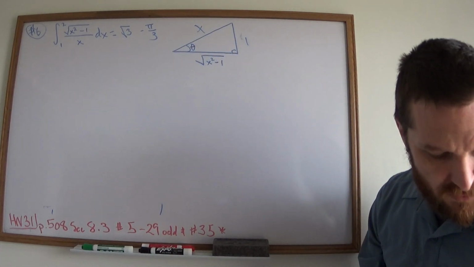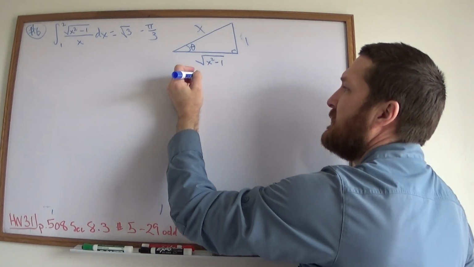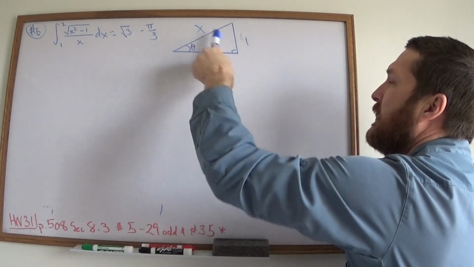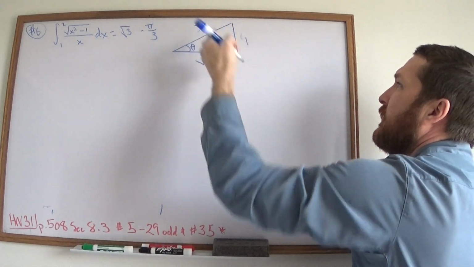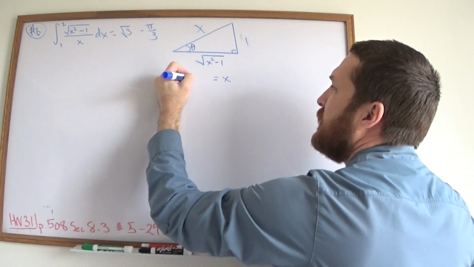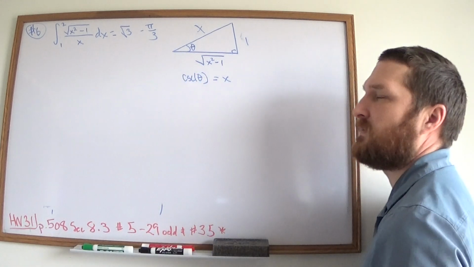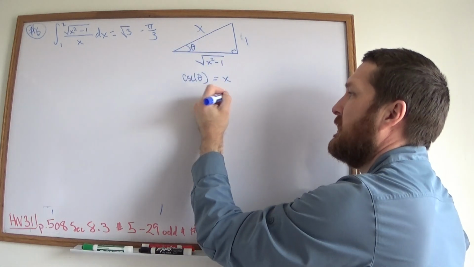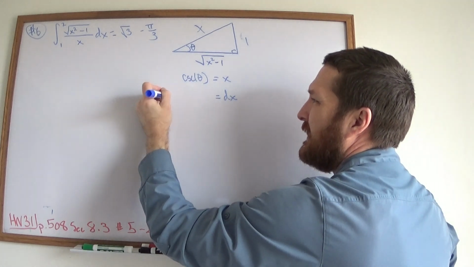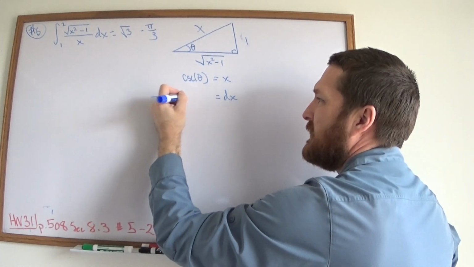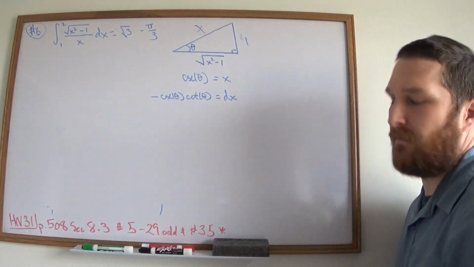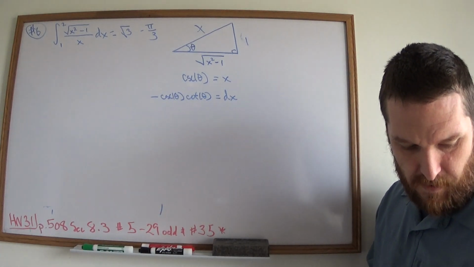Okay? So now I need x by itself. I need some trig function equals x. And I can see that sine is 1 over x. So I want, I guess, 1 over that. So cosecant theta equals x. I need a dx, so I take the derivative of cosecant, and I get negative cosecant cotangent. Yikes. That negative always messes you up, right?